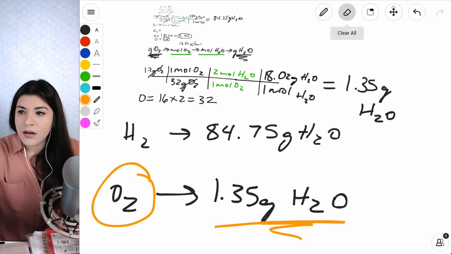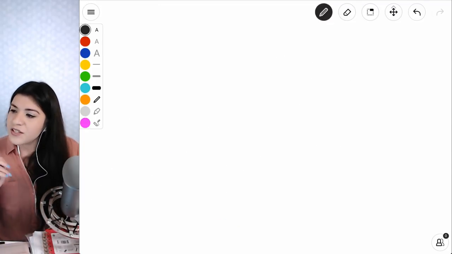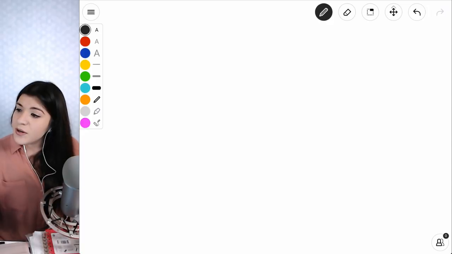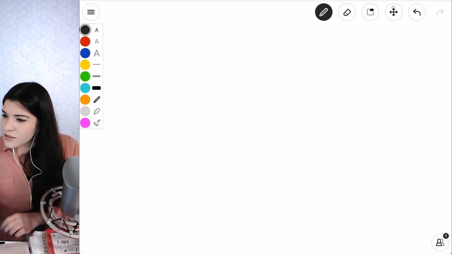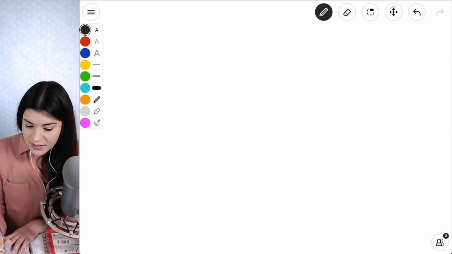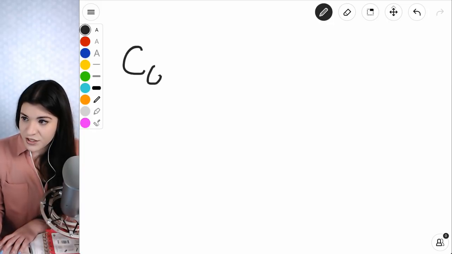Okay. So our next question is from Isabella, and she asked for balancing equations, and to give her one to balance. Perfect. Okay, so let's write all this down. This is a combustion reaction.